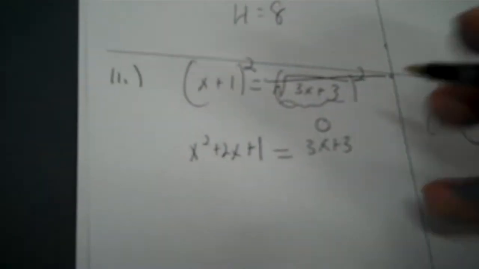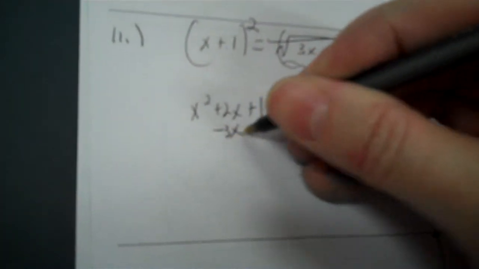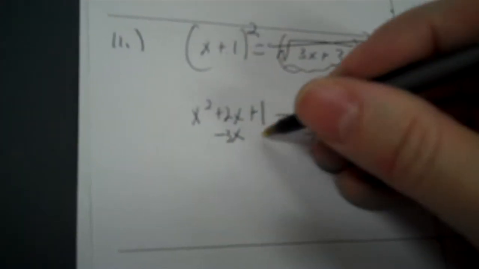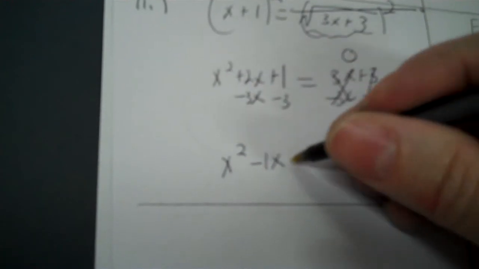Now, don't do the quadratic formula off this side. You can't use the quadratic formula until you have 0 on this side. So we're going to need a minus 3x from the 2x, and then minus 3 from the 1. 2 minus 3 is negative 1x. 1 minus 3 is negative 2. And now it's quadratic formula time.